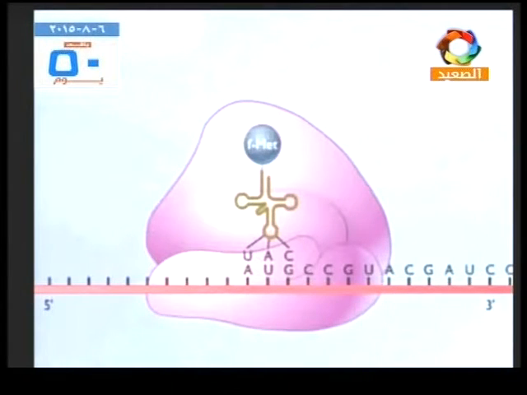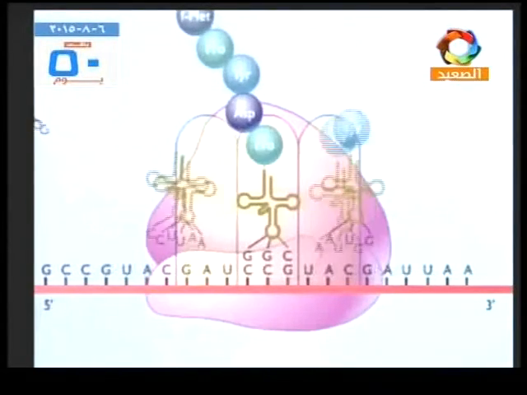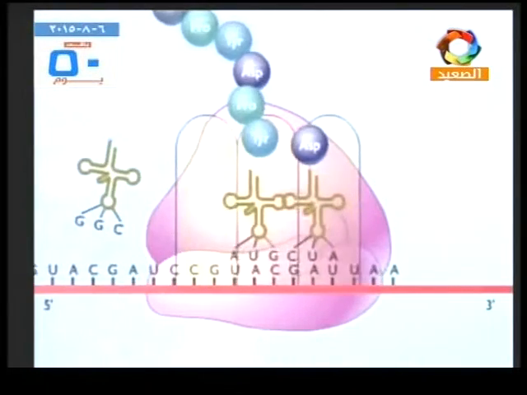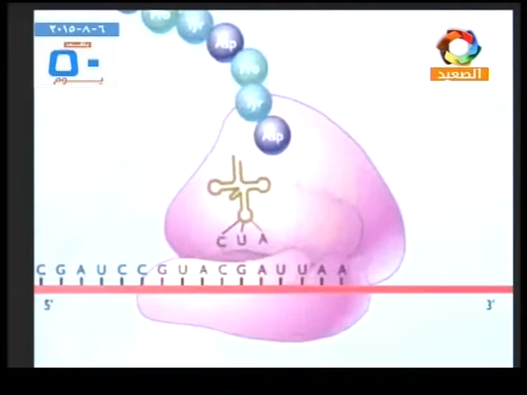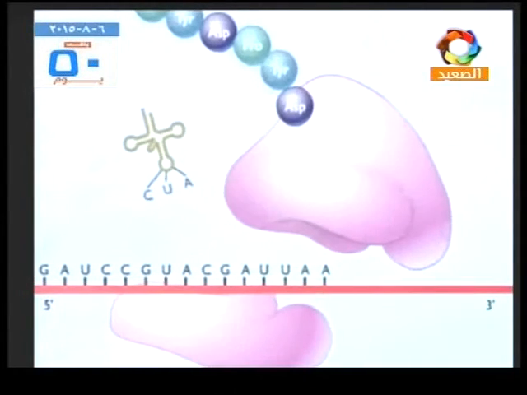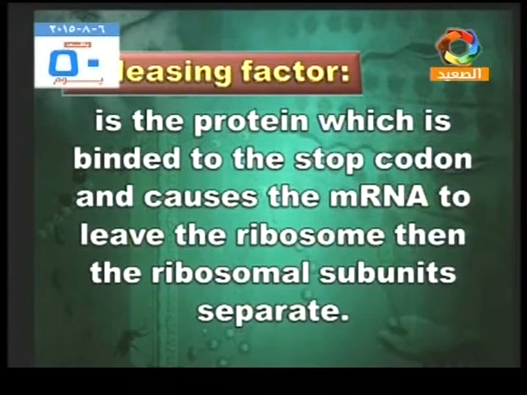For the terminator or the releasing factor, we find that this releasing factor enters where the stop codon comes in the messenger RNA, and it binds with it, and during this binding we find that this will stop the action. So the protein synthesis stops here, and the 2 subunits of the ribosome will be separated. Also the messenger RNA will be released from it.